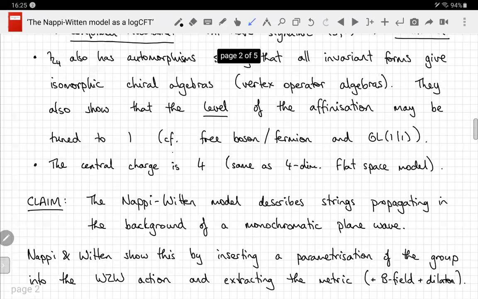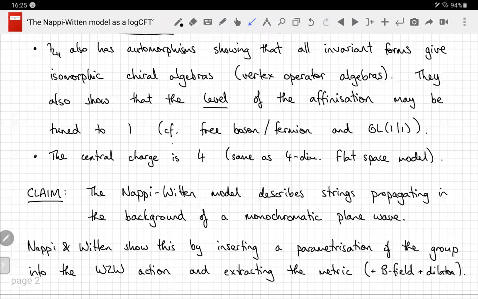All right, so the claim, and this is borne out in the original paper, is that this particular target space, this Lie group, describes strings which are propagating in the background of a monochromatic plane wave. So just a single frequency. So there's a plane wave, and I guess you can probably think of that as being a gravitational wave of a single frequency. But I've forgotten how to be a physicist in the last 10 years, so maybe that's not entirely accurate.